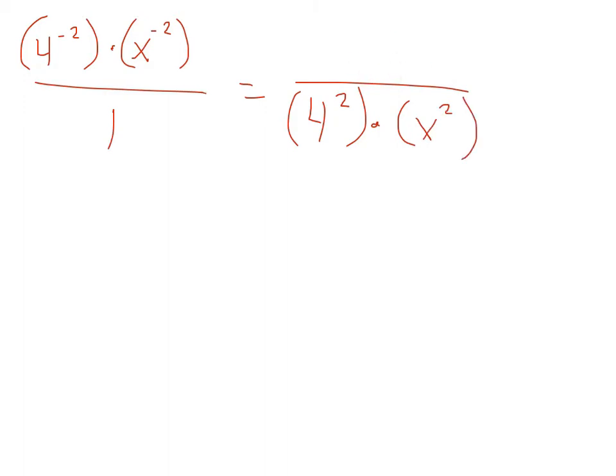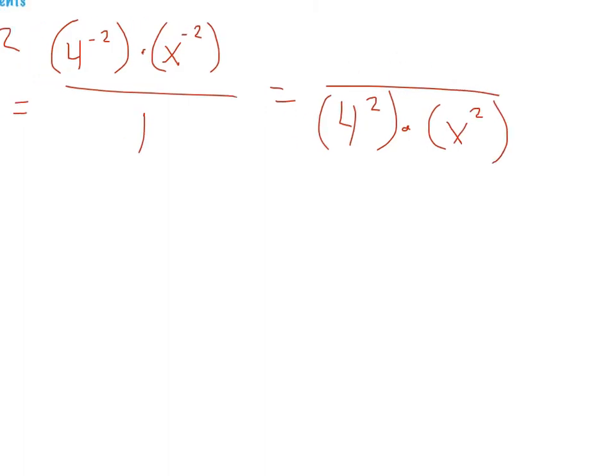Now the question is, what goes up here? Well, up here, had I done this 1 times that, would that have changed the value? No. Taking something times 1 does not change the value. So let's just say that 1 stays on top. He did not have a negative exponent there, so he doesn't move down, so he stays on top.